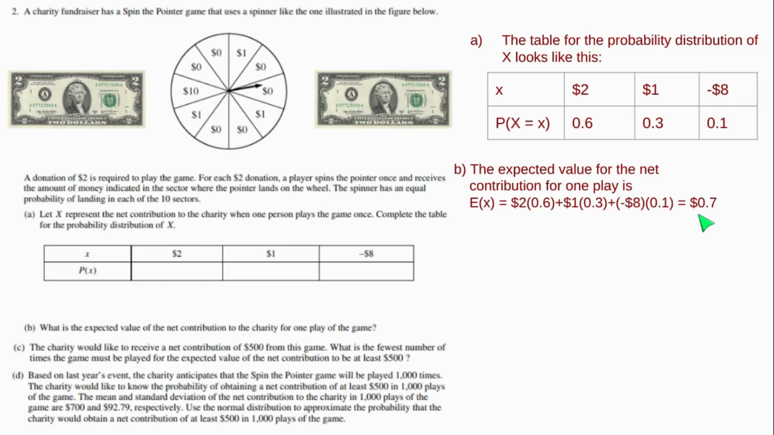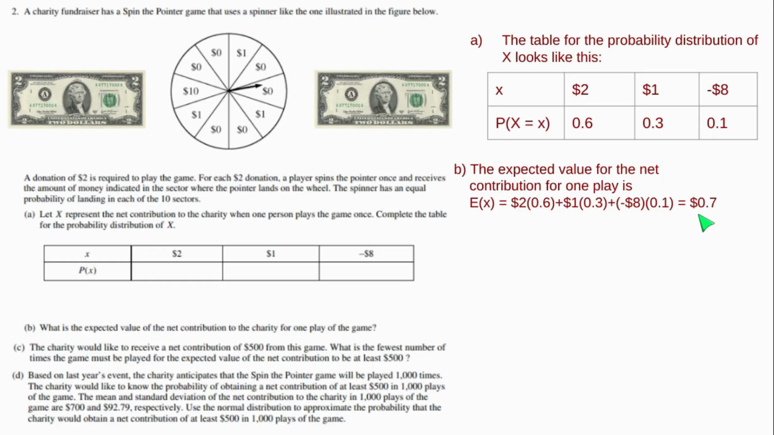The charity would like to receive a net contribution of $500 from this game. What is the fewest number of times this game must be played for the expected value of the net contribution to be at least $500? Use your answer to Part B. Try to solve Part C. See how you do.